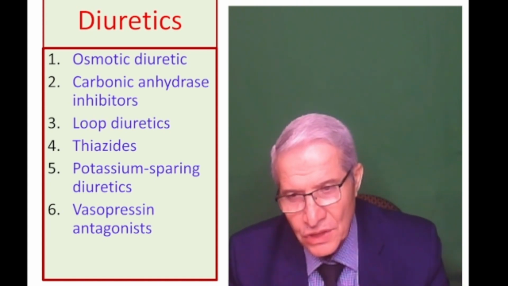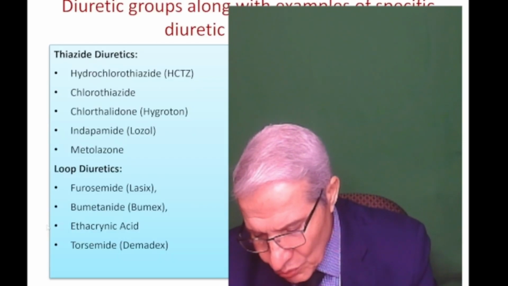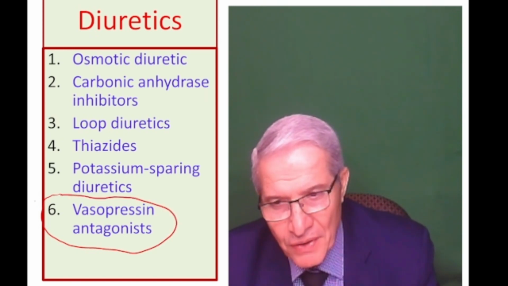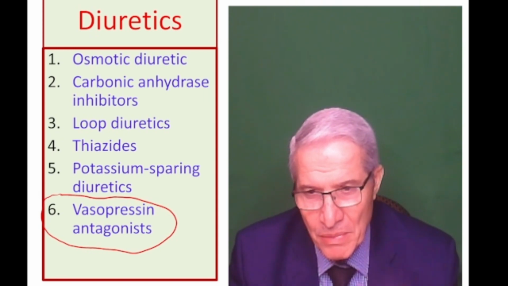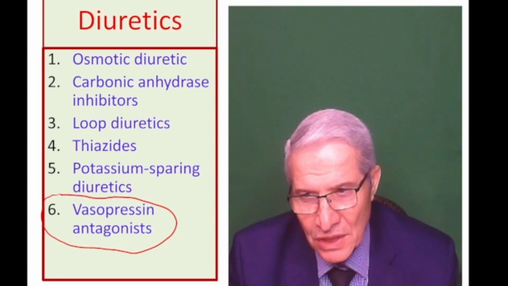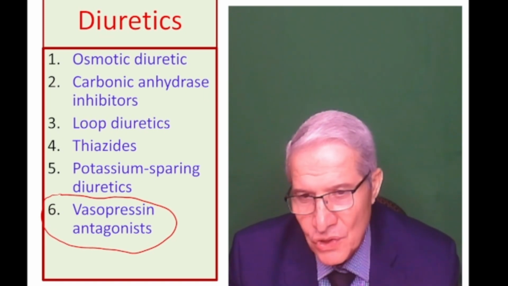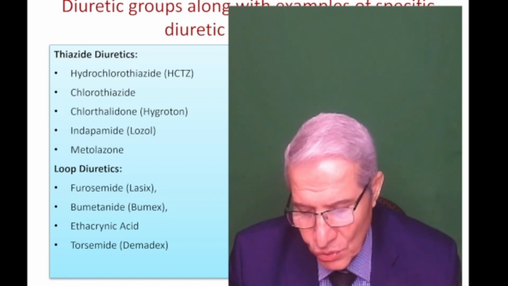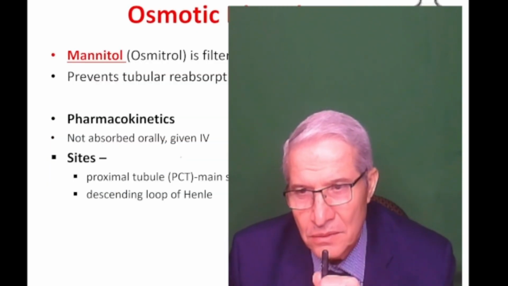So as you can see here, we have six major groups. The number 6 belongs to the hormones more than a diuretic, and maybe will be covered in detail in hormone or endocrine pharmacology. The major groups: osmotic diuretic, carbonic anhydrase inhibitors, loop diuretic, thiazide, potassium-sparing diuretic, and ending with the vasopressin antagonist diuretic. As you can see here, we're talking about thiazide and loop diuretics. We have a group of medications here that should be covered.